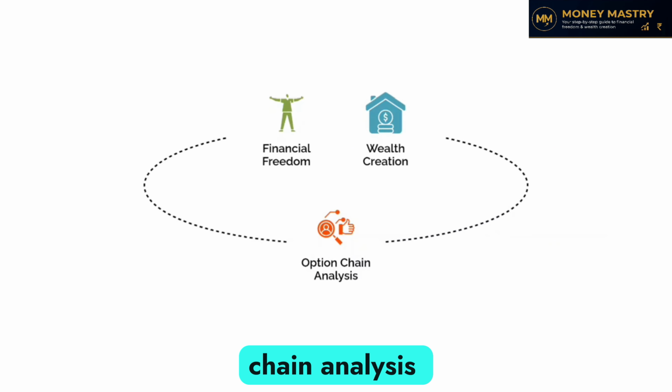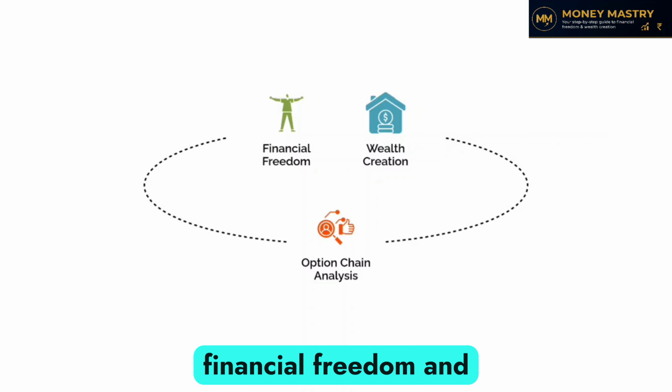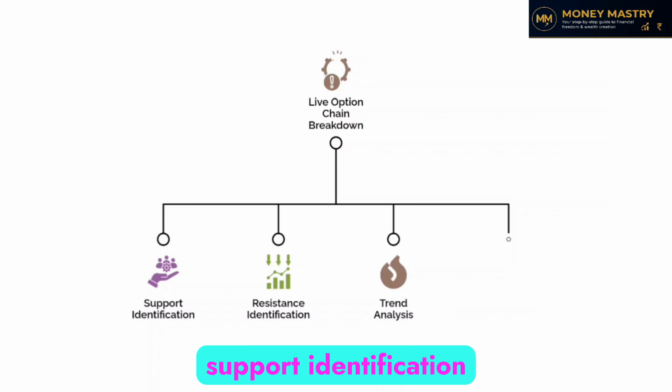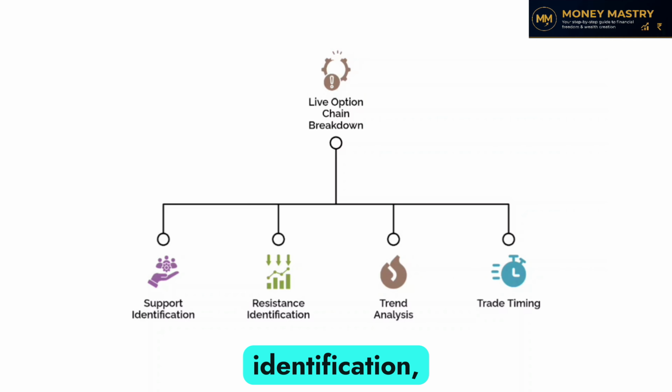Mastering option chain analysis connects directly to achieving financial freedom and building long-term wealth. Live option chain breakdown reveals 4 critical elements: support identification, resistance identification, trend analysis, and precise trade timing.